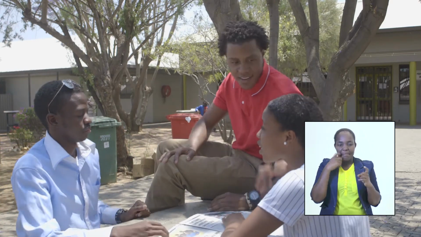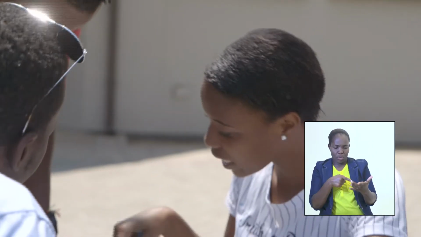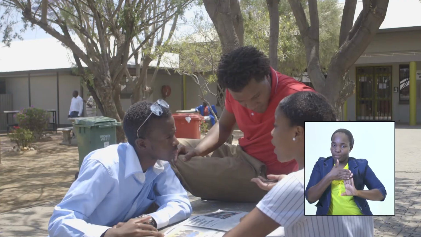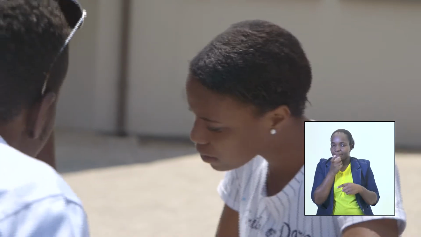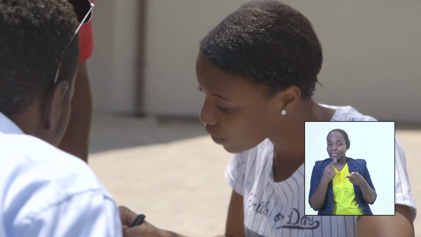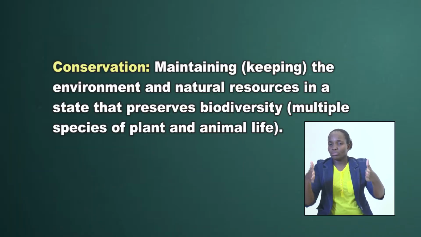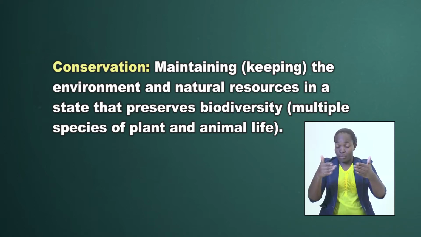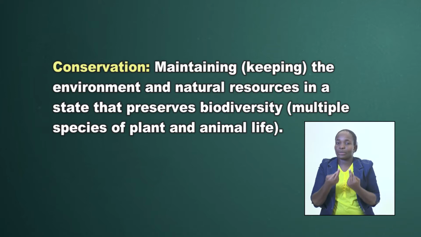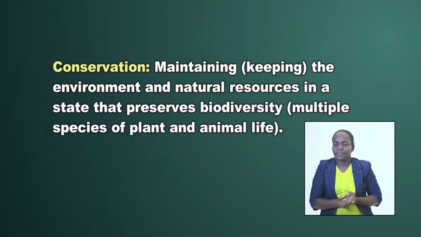No, right? John, look. It says he's here to help protect wildlife, especially that of the black rhino, which is on the verge of extinction. Wait, look. It also gives a clear description about what conservation is. Conservation is a process of maintaining the environment and natural resources in a state that maintains biodiversity.